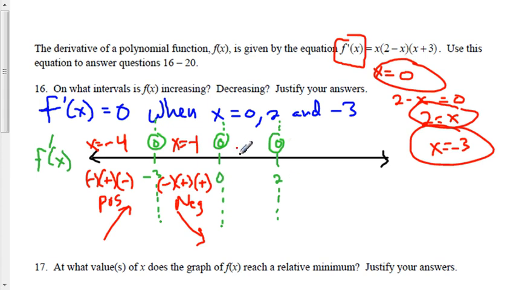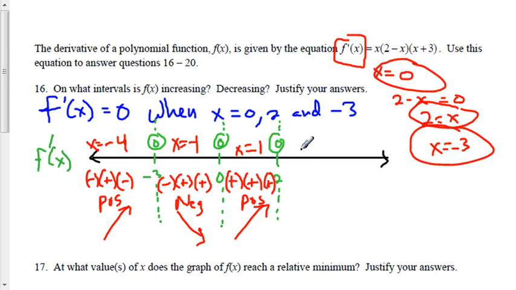Between 0 and 2, let's choose nice and easy, x equals 1. So that's going to be a positive value. 2 minus 1 will also be positive. And lastly, 1 plus 3 will also be positive. So they're all positive, so the original function is going to be increasing there. And we'll write those intervals in a second.